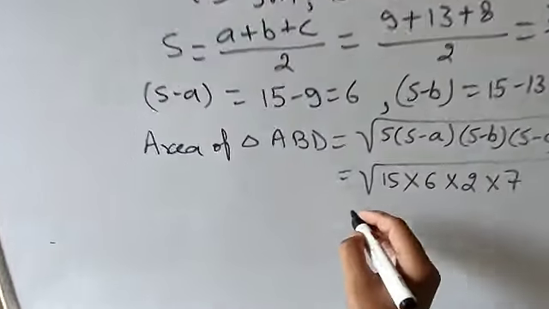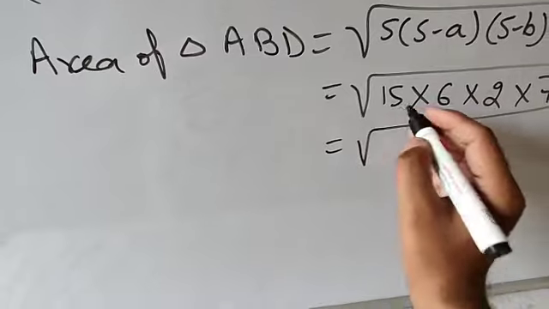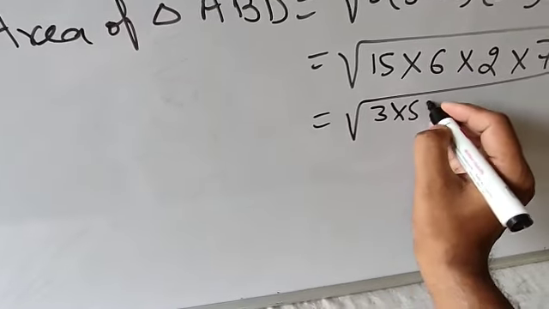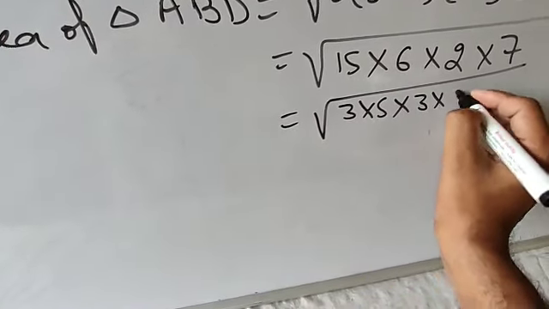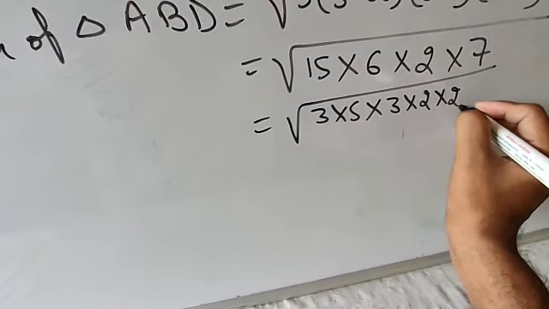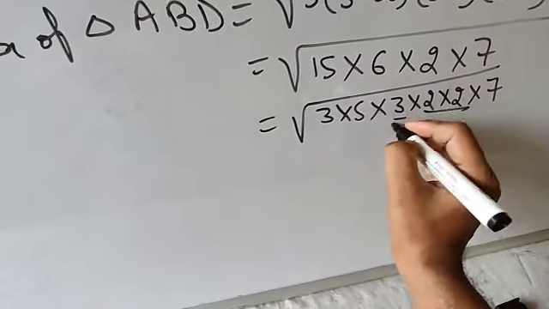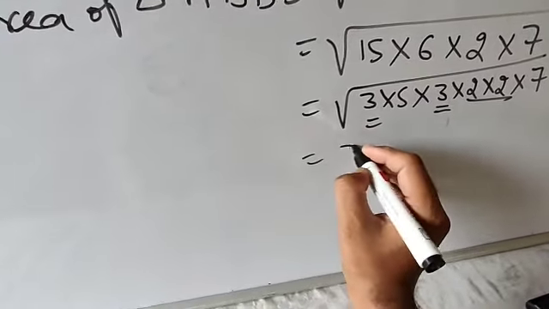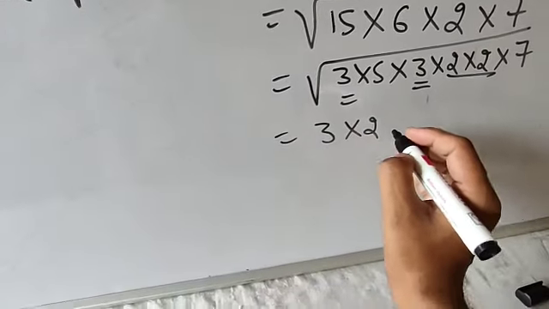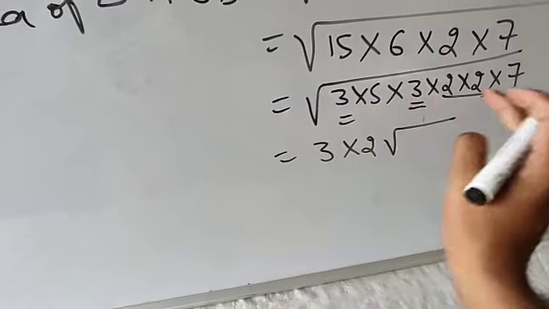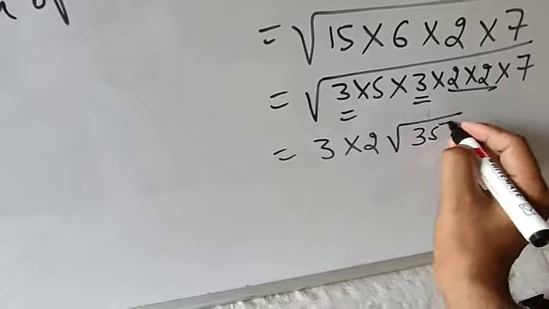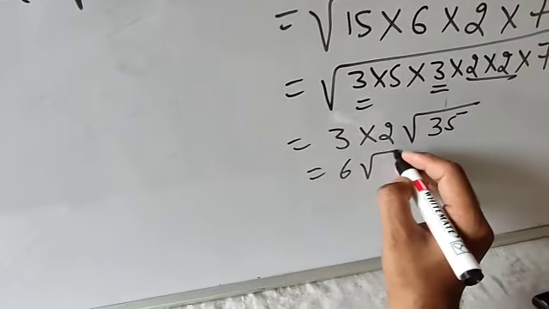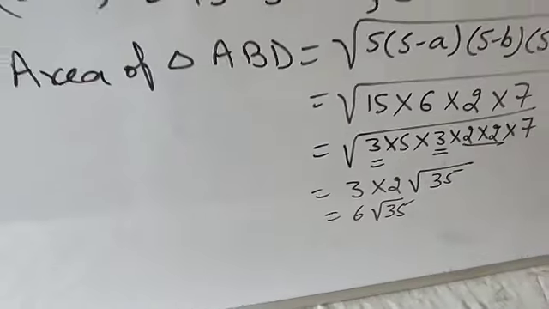Now you can write it like this. 15 can be written as 3 into 5, 6 can be written as 3 into 2, here 2 is already there into 7. Now 2 and 3 are in the pair, so write 3 into 2, that will be outside of the square root, and here it will be 7 into 5, 35. Then it will be 6 root 35.